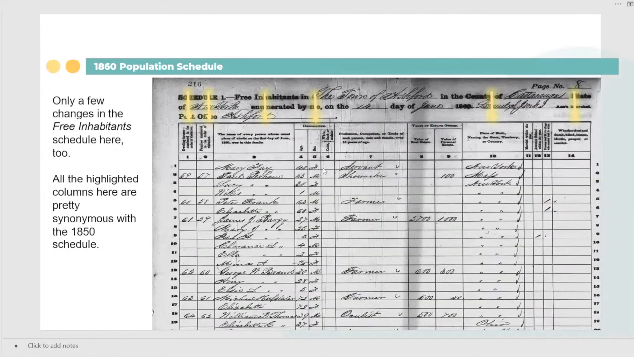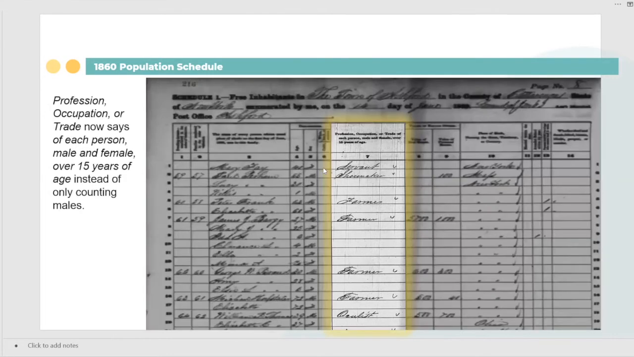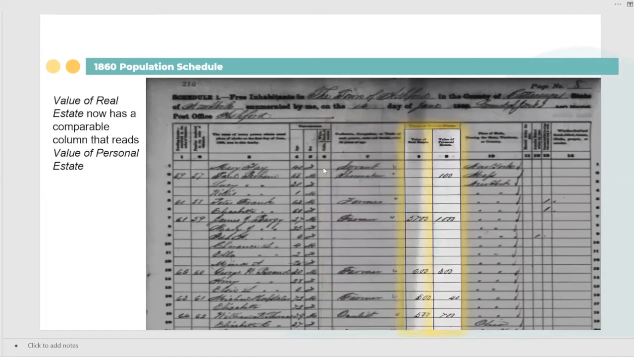There are only a few changes in the free inhabitants schedule here as well. All of the highlighted columns here are fairly close to what we saw in 1850. We are going to talk very briefly about a couple of different ones. So the profession and occupation now says each person, male and female, over 15 years of age. Again, people under the age of 15 definitely were also working. They just didn't count on the census. Value of real estate now has a comparable column that reads value of personal estate. So we're talking about like $5,700 for the real estate, $1,000 for the personal estate. It's pretty good for 1860.